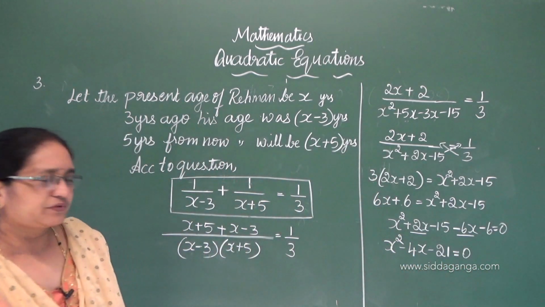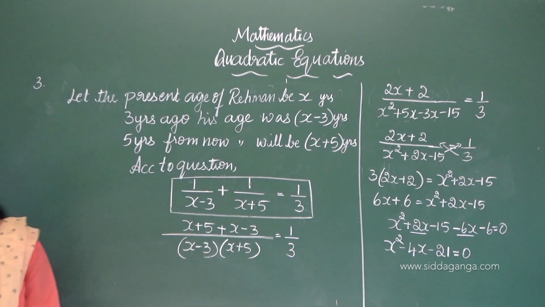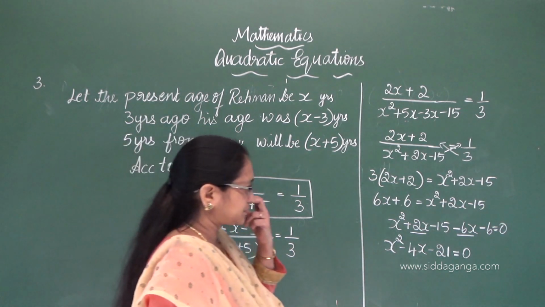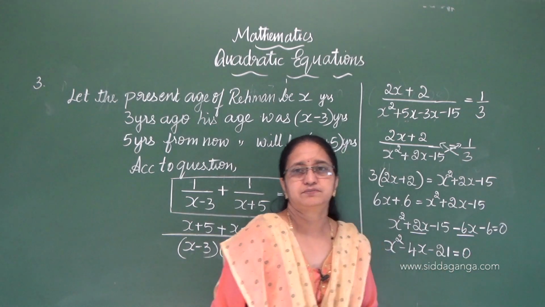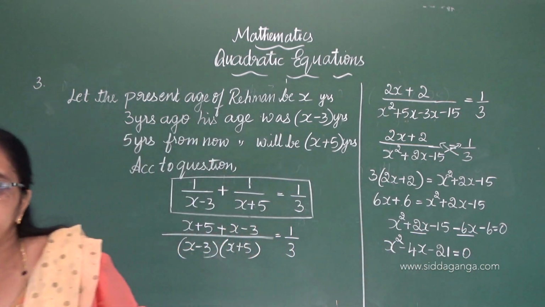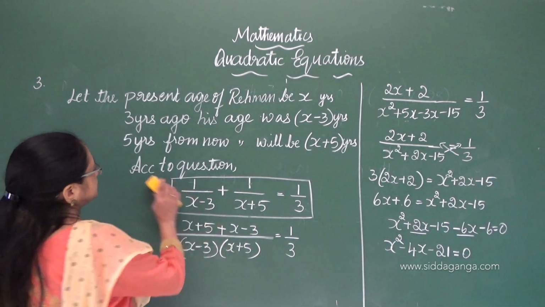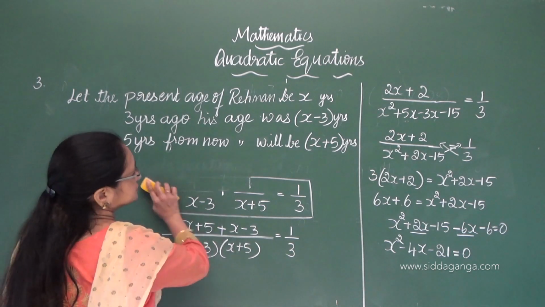Now, we got the equation as x square minus 4x minus 21 is equal to 0. Now, what is the next procedure?